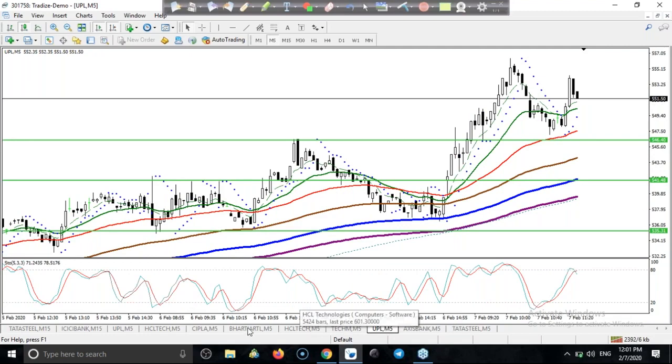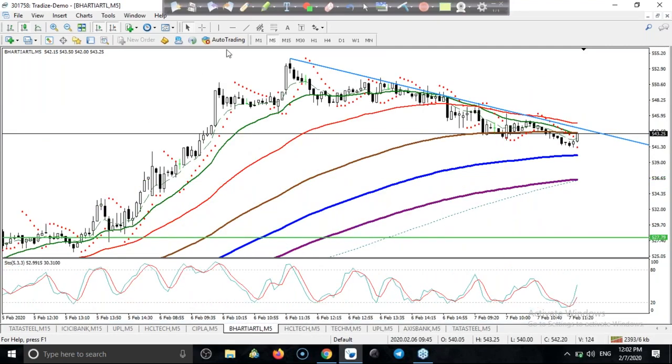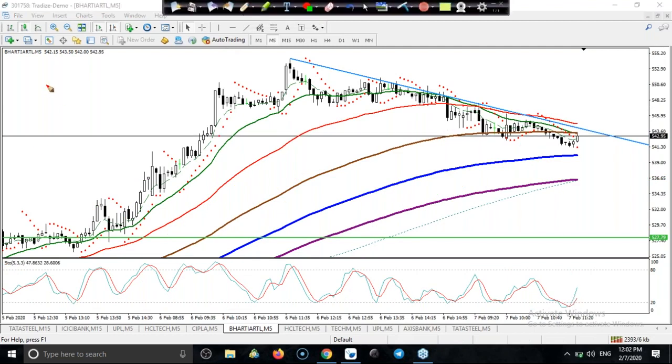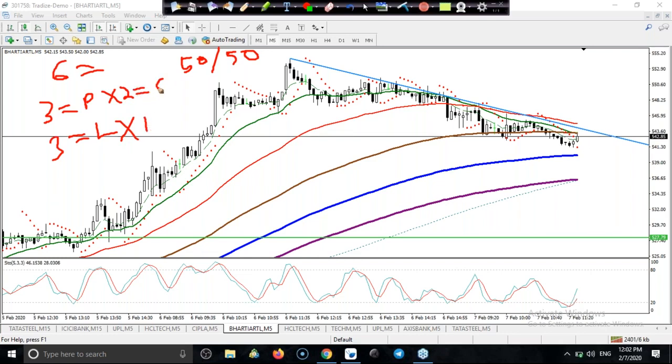Now you can see, among the 6 stocks, let's assume you bought all 6 stocks, and suppose the winning ratio is 50-50. Let me explain. That means 3 are profitable trades and 3 are losing trades. In the profitable stocks, we are earning 2%, right? And in the losing stocks, we are losing 1%. So here you can see 6%, and here 3%.